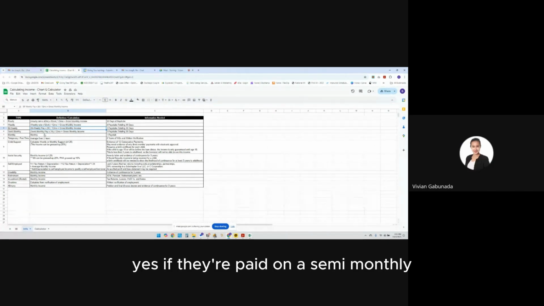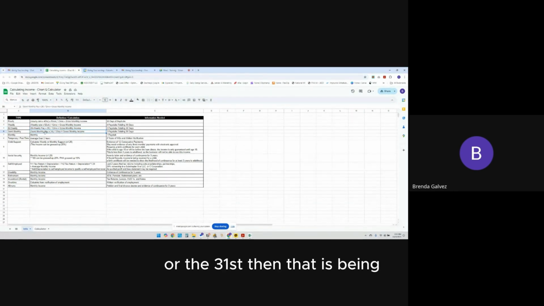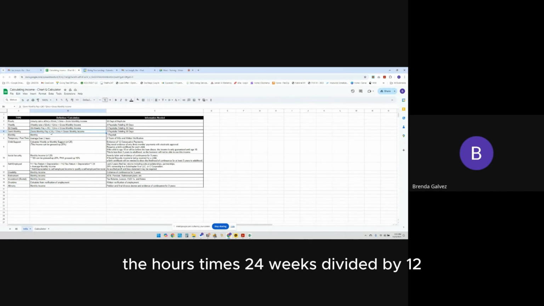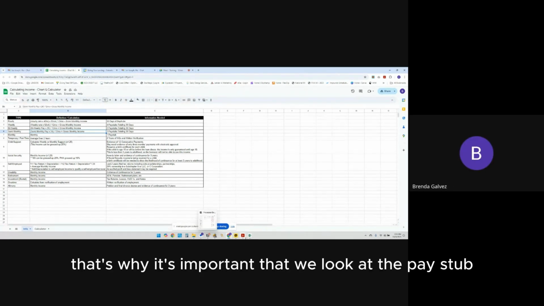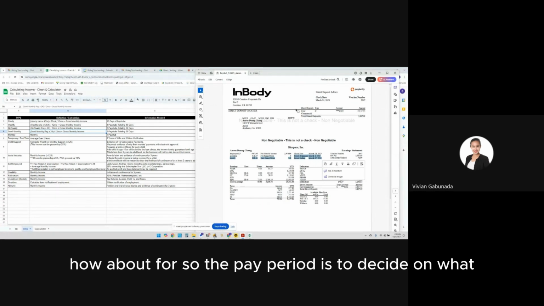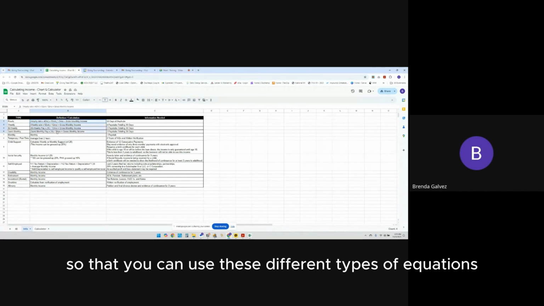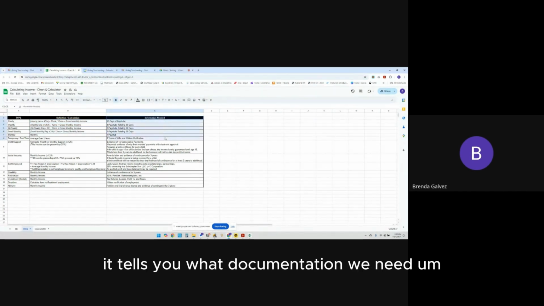Yes. If they're paid semi-monthly, so let's say they get paid on the 15th and the 1st or the 31st, then it's going to be the hourly rate times the hours times 24, divided by 12. So depending on how they get paid, it's important that we look at the pay stub to check what they're paid. The pay period decides which of these different equations you use. And then down on this side, it tells you what documentation we need.